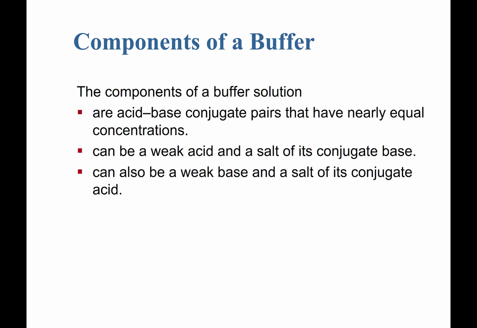Now it does that because a buffer contains two parts. It has an acid part and a base part. And it turns out those are the acid-conjugate base pairs that we talked about earlier. So it can be a weak acid with its conjugate base, or it can be a weak base with its conjugate acid. But it's got to have both parts, acid and base, because that way, if you add some base, the acid part will neutralize that base that you added to keep the pH the same.